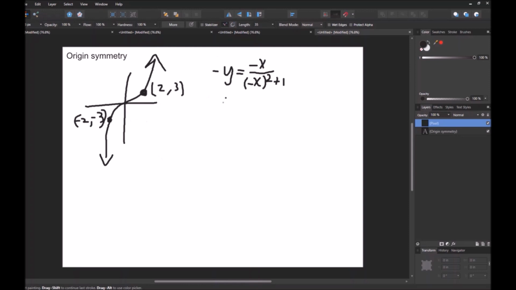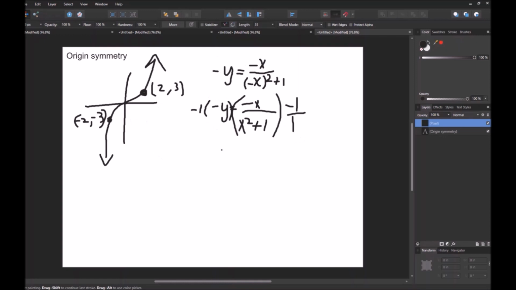So for now we're just going to leave the negative y put. The negative x stays negative x. Negative x squared gets evaluated to x squared, and then we just put the plus 1 there. Now, to get rid of this negative sign in front of the y, we multiply by negative 1 on both sides. And once again, we can think of this as negative 1 over 1 if you want to, if that makes it easier for you.